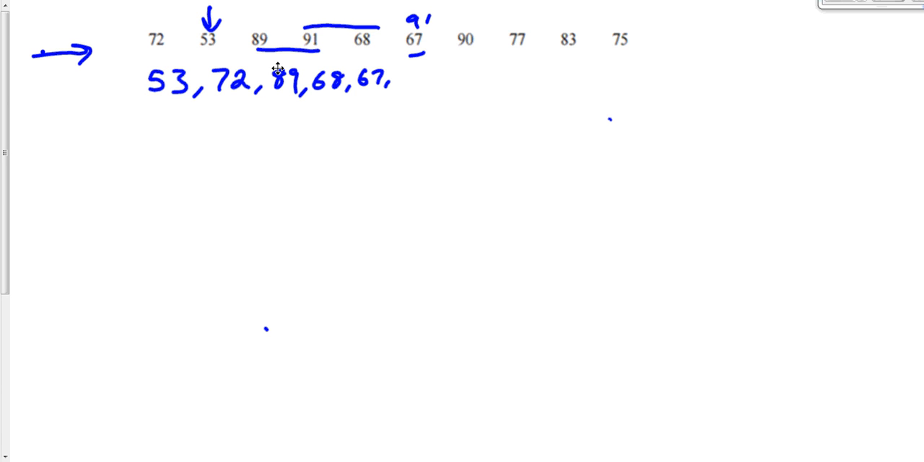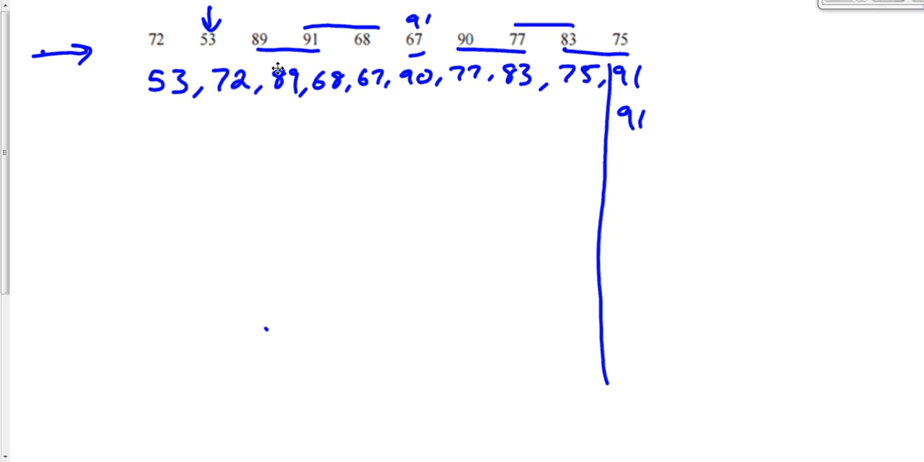So we now compare 91 and 90, which we then swap again. We then compare 91 and 77, so 77 will go there. We then compare 91 and 83, so we get 83. We then compare 91 and 75, so 75 goes here. And then we have 91 at the end. Now by doing this, you're always going to get the largest go to the end. So therefore, the next time 91 will be there. We don't need to compare it anymore because we already know that 91 is going to be the largest on the end. We then repeat the process.